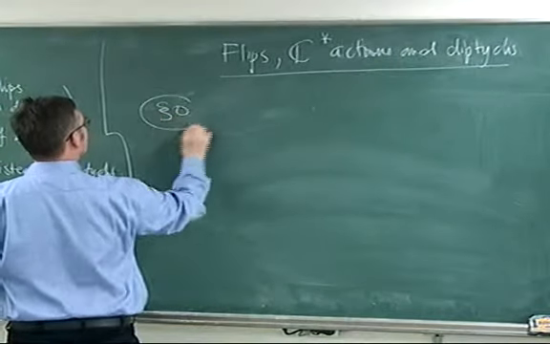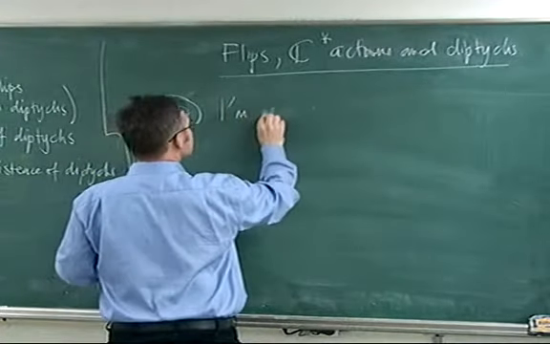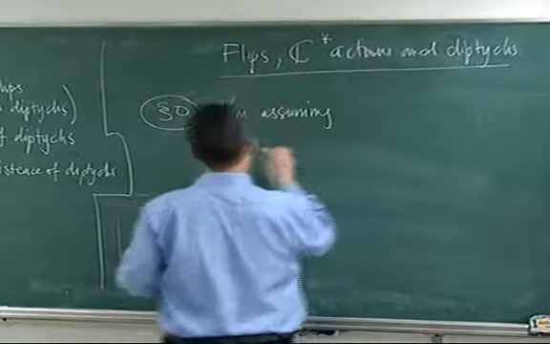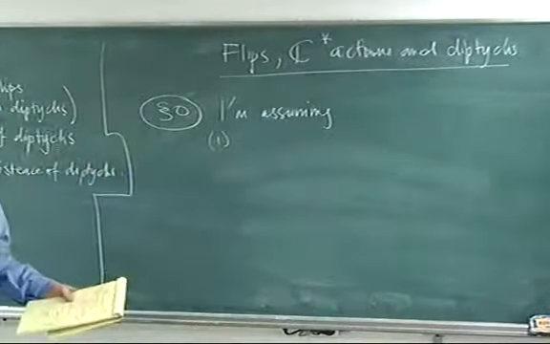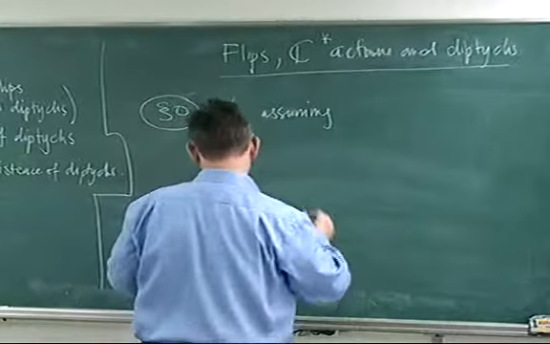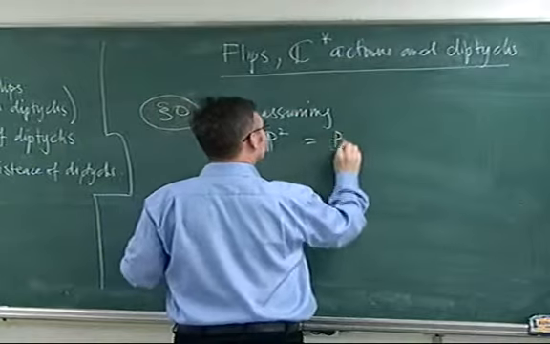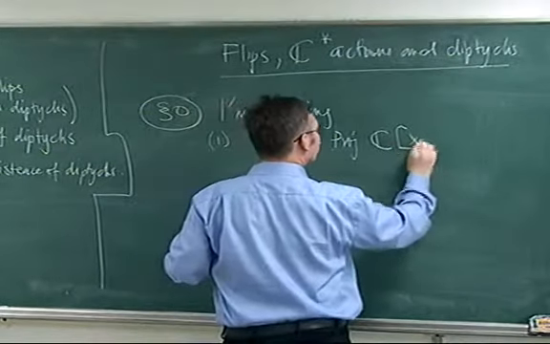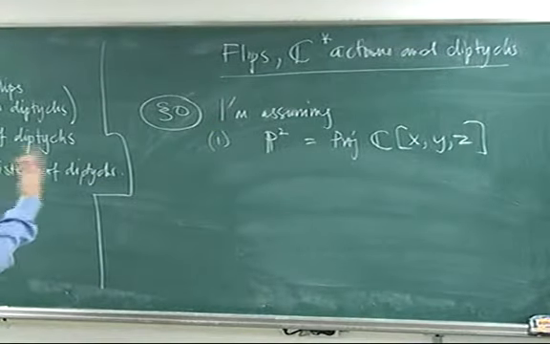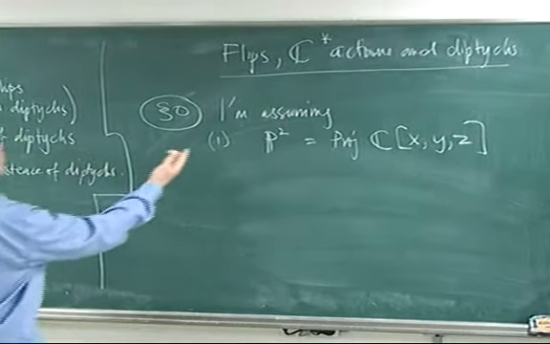So, Chapter 0. I'm assuming a couple of simple things. One, you know about projective space. P2 is Proj of C[x, y, z]. And of course, you know formally what that means. Maybe you've read Hartshorne or something. But this is a very practical calculation.